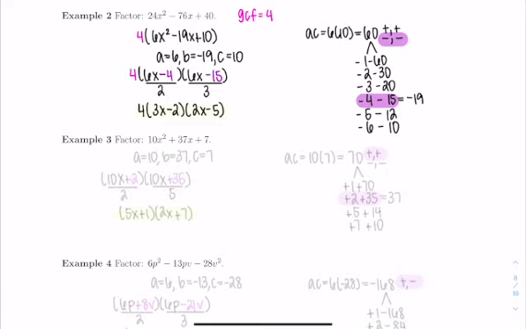And how can you always check yourself if you're not sure if you did it correctly? You could always multiply this entire thing out, and you would get the original polynomial of 24x squared minus 76x plus 40.